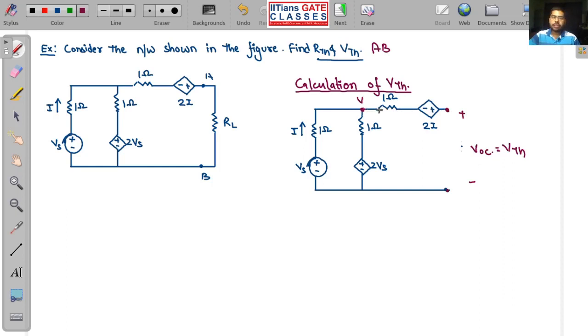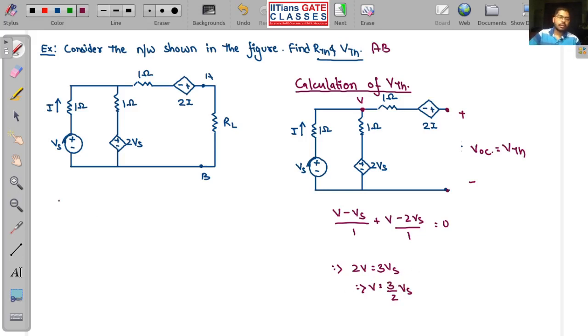So let me calculate V. That will be V minus Vs by 1 plus V minus 2 Vs by 1. So that comes out to be 2V is equal to 3 Vs. So V is equal to 3 by 2 Vs. Here we are going to calculate VTH and RTH, in terms of Vs only, sorry, only the Thevenin voltage is going to be in terms of Vs. RTH is going to be a numeric number. So V is equal to 3 by 2 Vs.